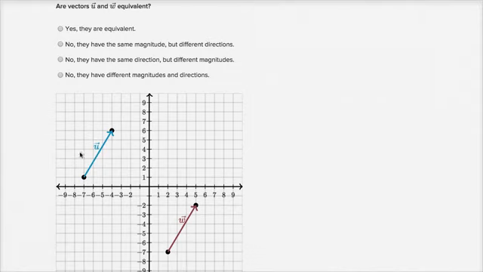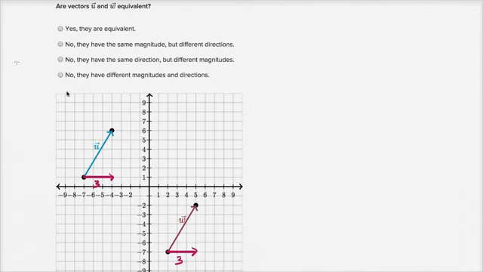So in the x direction, for vector u, we go from -7 to -4. So we increased by 3. And what do we do over here? We go from x equals 2 to x equals 5. So our x component, once again, has a magnitude of 3. Our change in x is a positive 3.